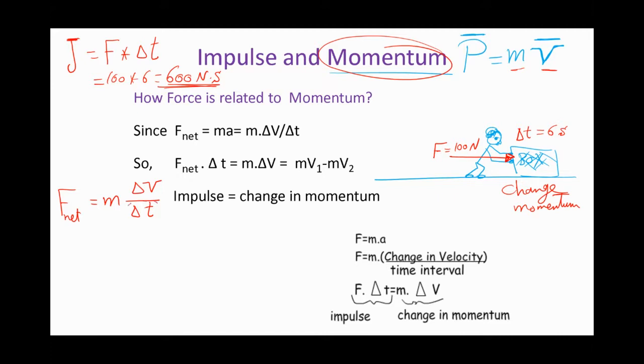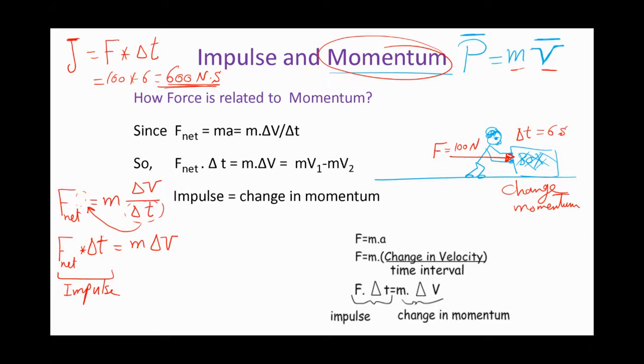Let's take this delta t from the denominator here to the left hand side, to the numerator on the other side. So I will multiply it times the net force: the net force times delta t. What is it? This is the impulse. The impulse equals mass times delta v.